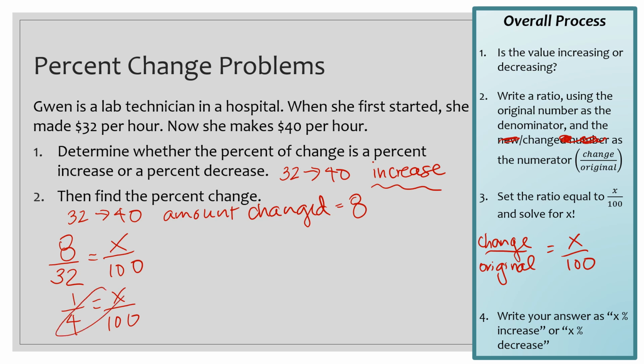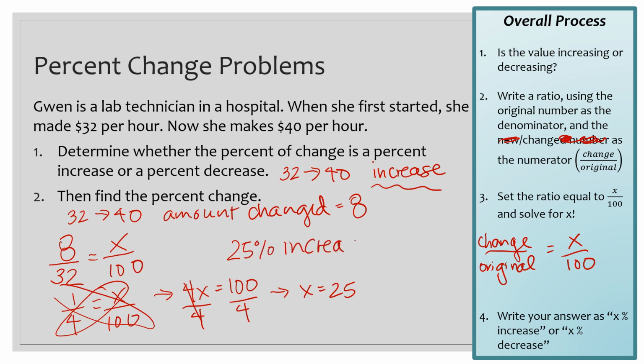Okay, so crisscross butterfly, I get 4x equals 100. So divide both by 4. x equals 25. So then I need to answer the question, and I would say she has a 25% increase. Okay, so that's what we do.